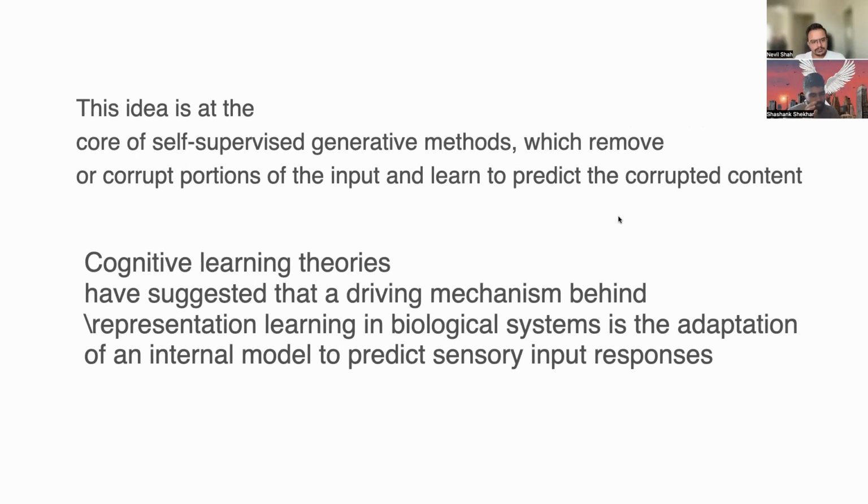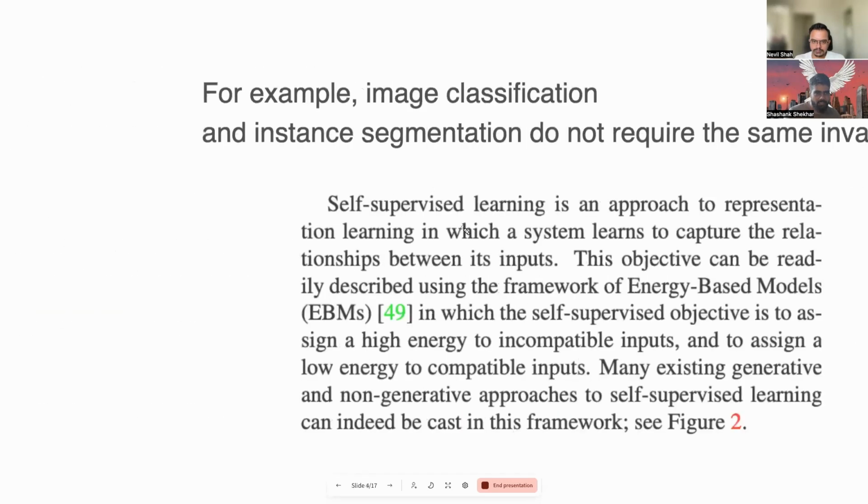In generative architectures, you mask out a portion of the image and let the context complete the image. And this is related to cognitive learning theories. Again, this is quoted from the paper where they say even in biological systems, the driving mechanism behind representation learning is the adaptation of an internal model to predict sensory input, which is a complicated way to say the same thing, that you only sample from your response set. So you just have a lot of observed Ys, and then you're trying to correct the Y and ask the architecture to fix it, which is predicting sensory responses. So that's the idea behind generative methods.